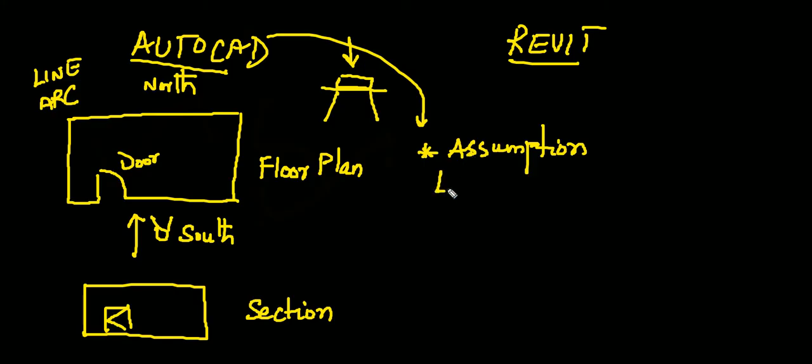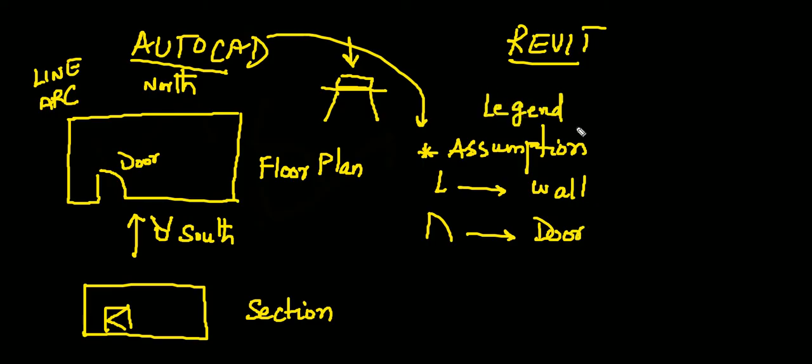A line with this thickness is a wall, a wall of this type, and that arc or this symbol is a door. This is assumed by us, like a legend. In the legend, they mention everything: this is the wall, and this is the door. Anyway, this is the section view. I'm talking about AutoCAD, I'll come back to Revit. This video is for Revit, but just to make you understand what is what.